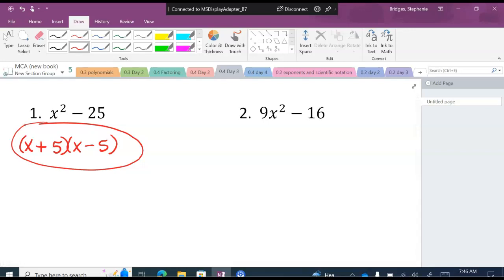All right. Let's take a look then at number 2. Again, the very first question we want to ask ourselves, do we have a GCF? Do 9x squared and 16 have anything in common? No, they do not. 2 terms. Are they both perfect squares? Are 9 and 16 both on my list? They are. Okay, so we're going to set up our 2 parentheses.